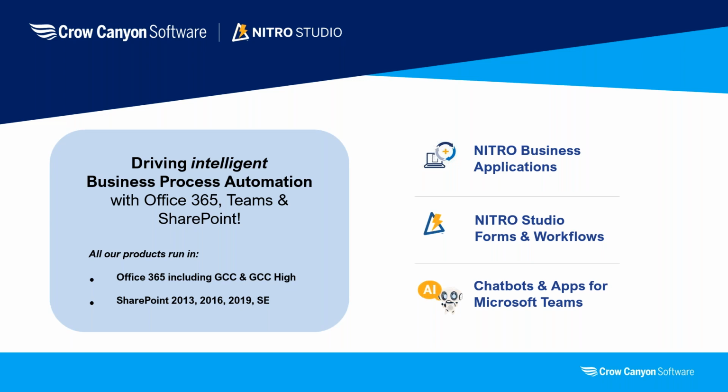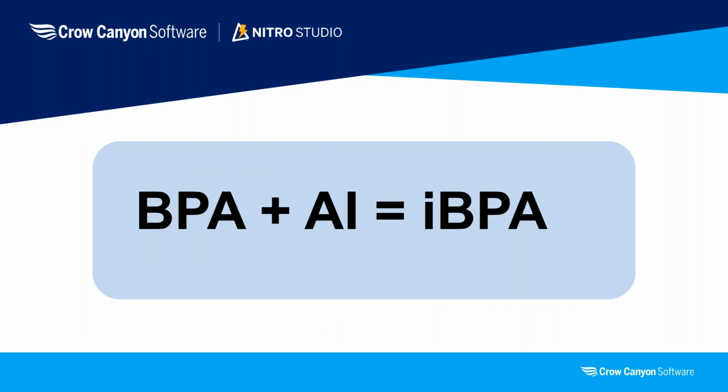But we're finding many customers are on Microsoft 365, Office 365, whatever you want to call it, in the commercial cloud, which is where most people are, but also if you're in government on the GCC and the GCC High. We have our applications, we have our NITRO Studio, we have our chatbots, and we'll show you some of that today. The basic formula that we've been working with is this: BPA plus AI equals IBPA, Intelligent Business Process Automation. The idea is that you can automate so many processes and have them running much more efficiently using Microsoft 365.